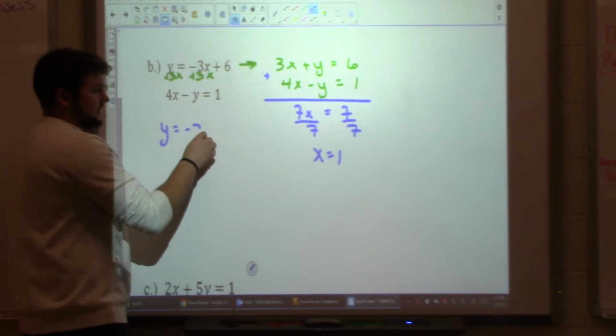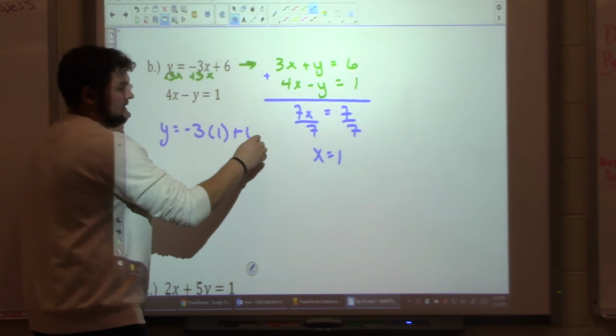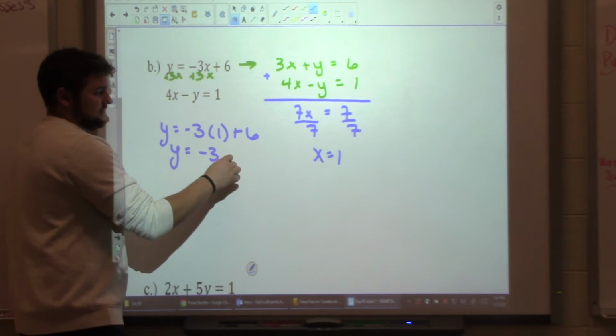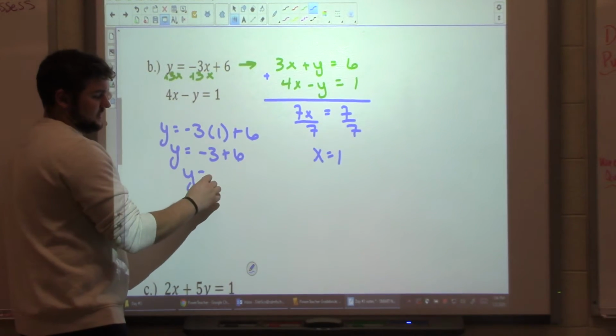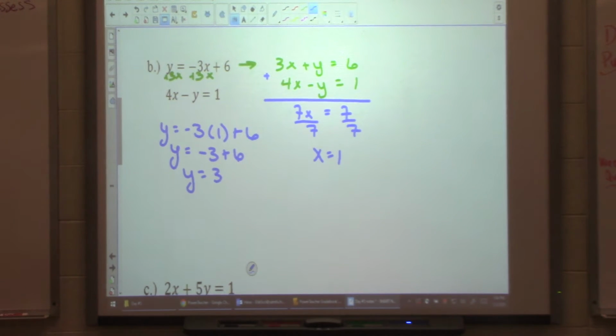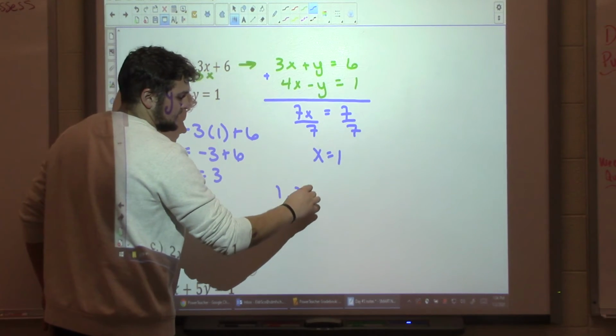Y equals negative 3 times 1 plus 6. Well, negative 3 times 1 is negative 3. Plus 6 would be positive 3. So I have x equals 1, y equals 3. Write it as an ordered pair. 1, 3.